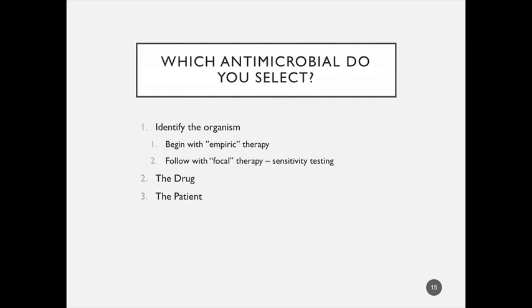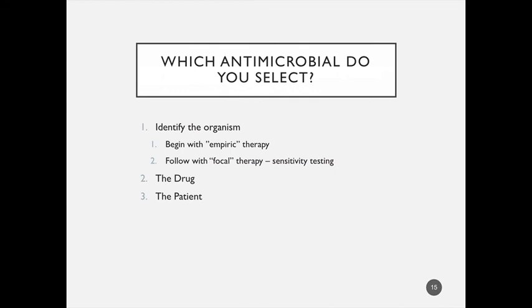How do we know what to do when we are trying to select an antimicrobial? So it really boils down to three main things. The first thing is identify the organism. You got to do that, right? That can be done and should be done via laboratory examination, but it doesn't. What we should do and what we do aren't always the same thing.